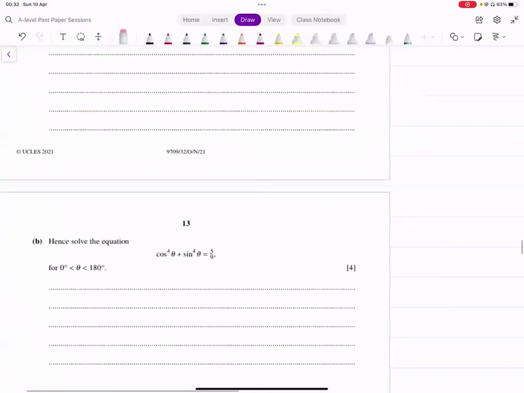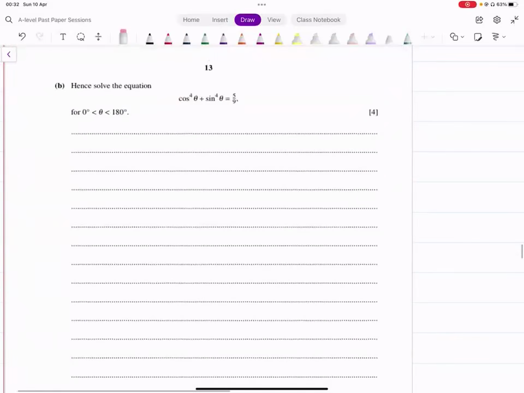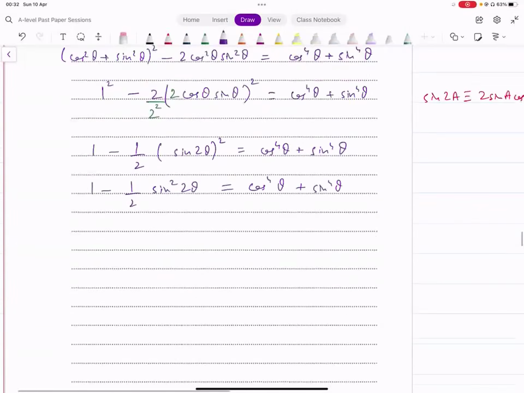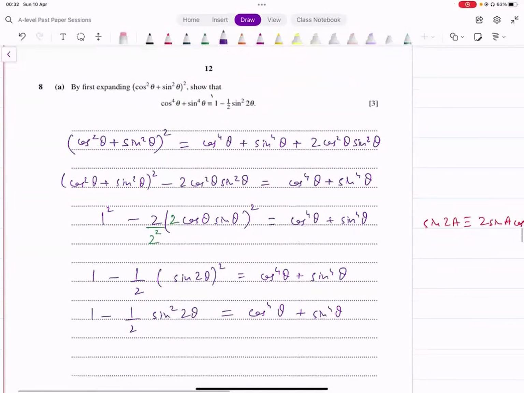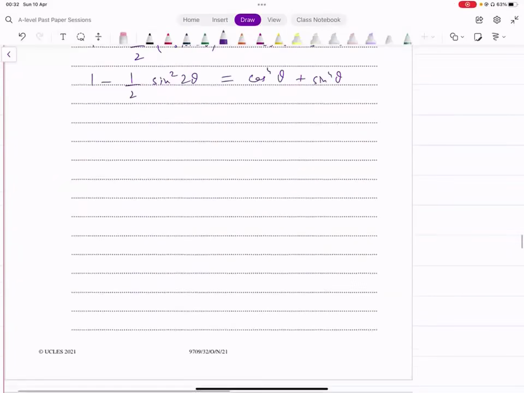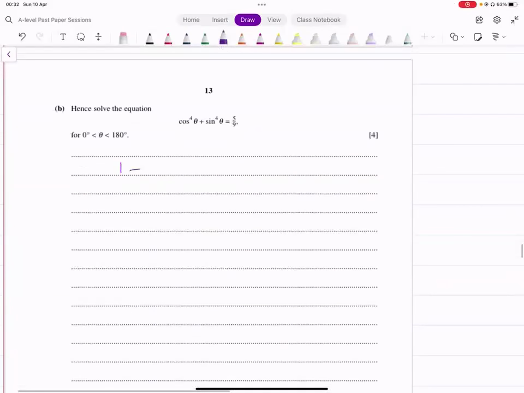Okay, that was the first part. Let's look at the second part now. Hence, solve this equation. यानी कि आपको first part use करना है, cos raised to the power 4 theta plus sin raised to the power 4 theta. आपने prove किया है कि that is the same thing as this. उसको इस तरह replace कर देते हैं, 1 minus half sin square 2 theta, that equals 5/9.